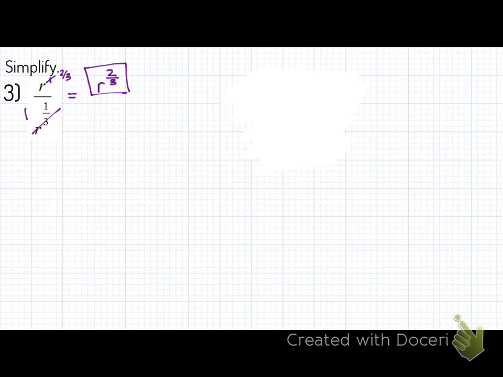So do I have to rationalize the denominator on number 3? No, we're done. That's it. So turn to your neighbor and tell them why we didn't have to rationalize the denominator and how we did this. Ready, set, go. Take a moment.